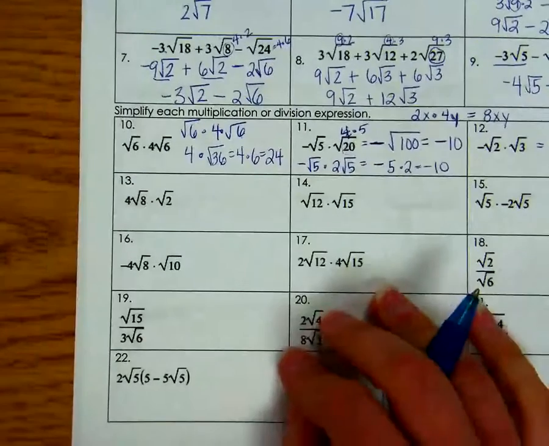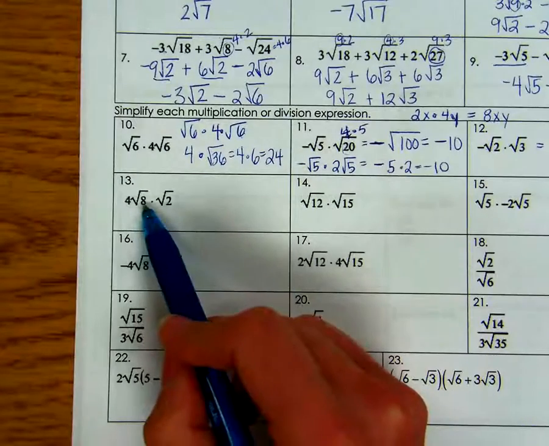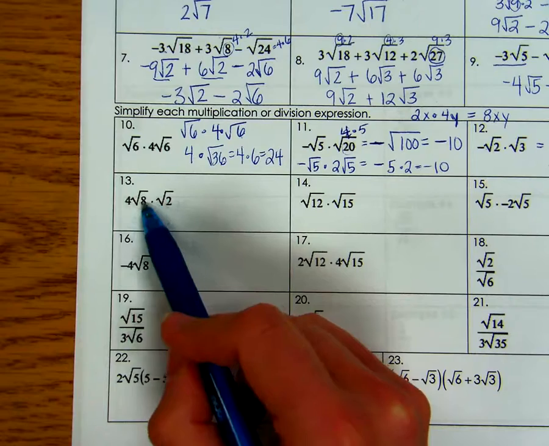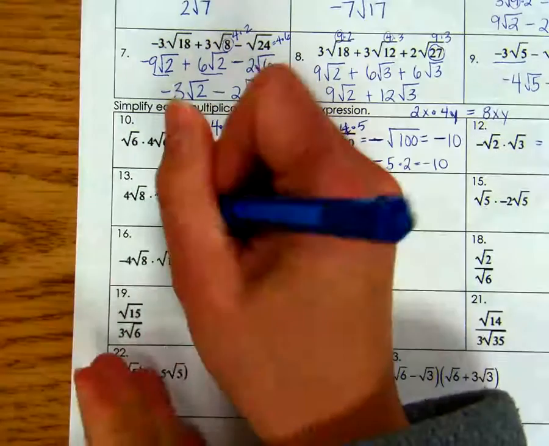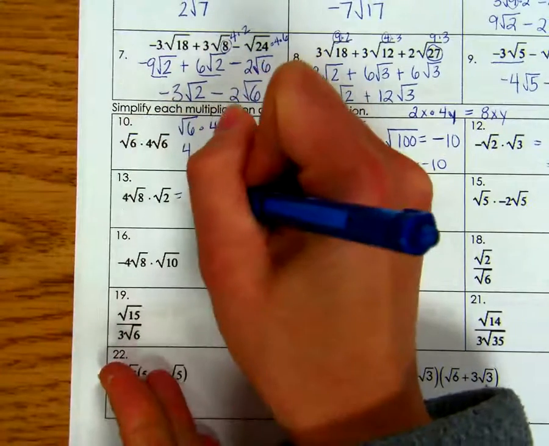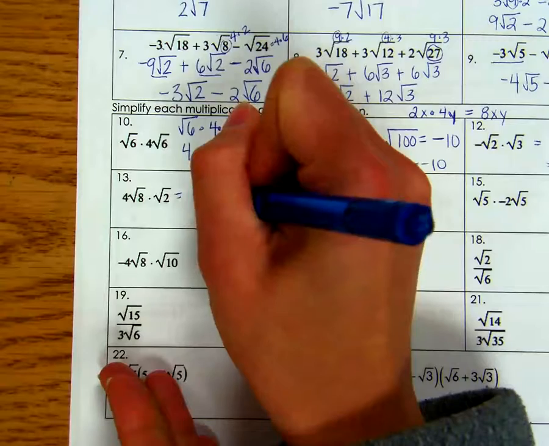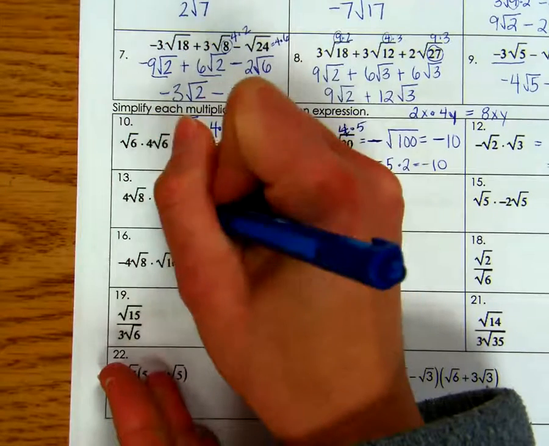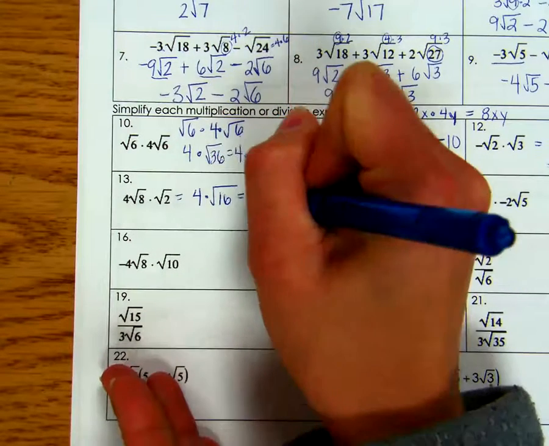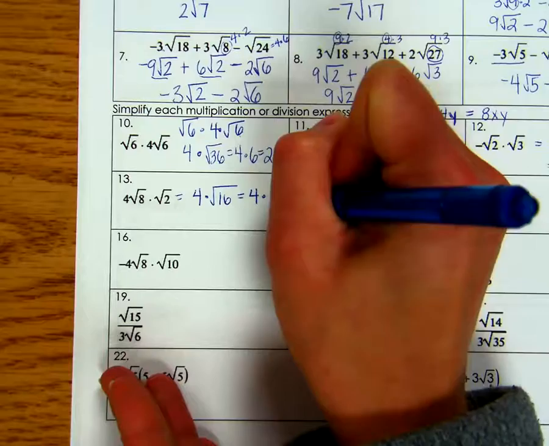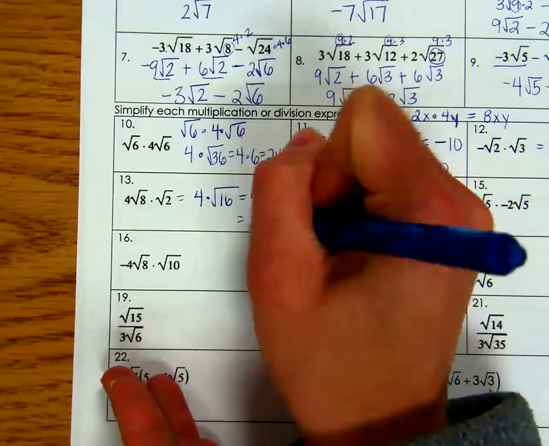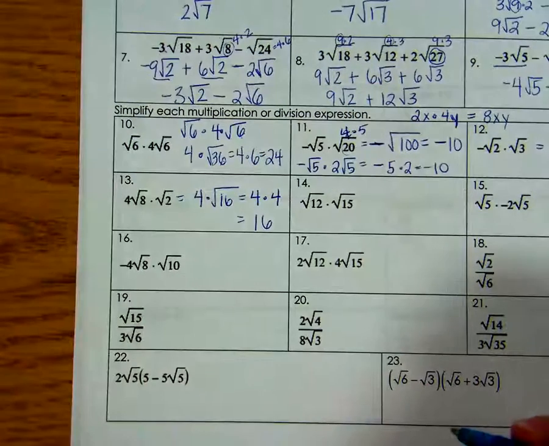For 13, you could simplify and bring out that perfect square of 4, or you can just multiply. 4 is my only number on the outside, times the square root of 8 times 2 is 16. Square root of 16 is a perfect square, so it's 4, so it's 16.